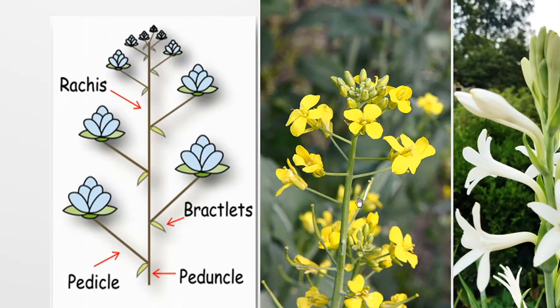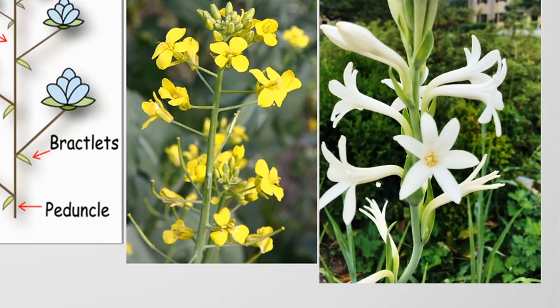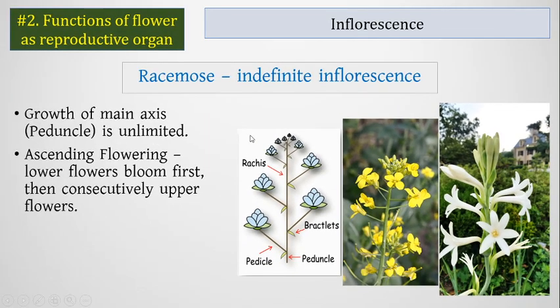And what happens is that the main axis is not blocked by any kind of flower. We see that from the main axis sub branches are produced, but the main axis is not blocked. So the apical part is not blocked at all, so that the flower stalk can grow indefinitely. Also in case of tuberose, the lower flowers bloom first, and the upper flowers then consecutively bloom one after another. So that is why these two types of flowers are called indefinite inflorescence pattern.